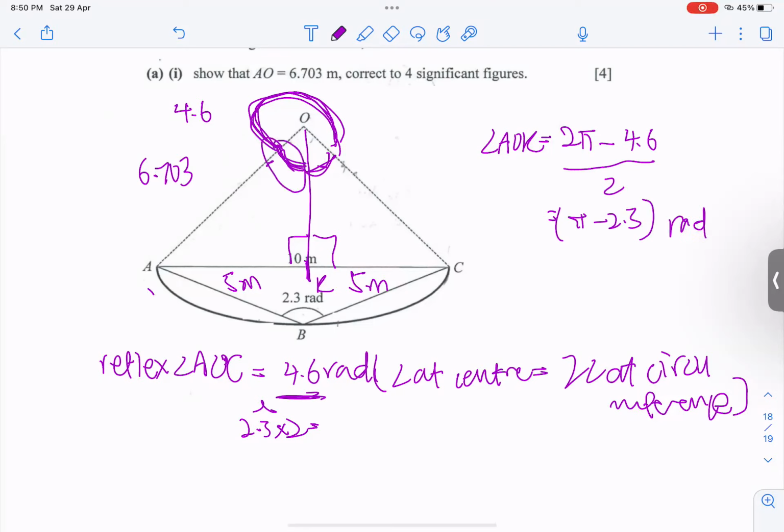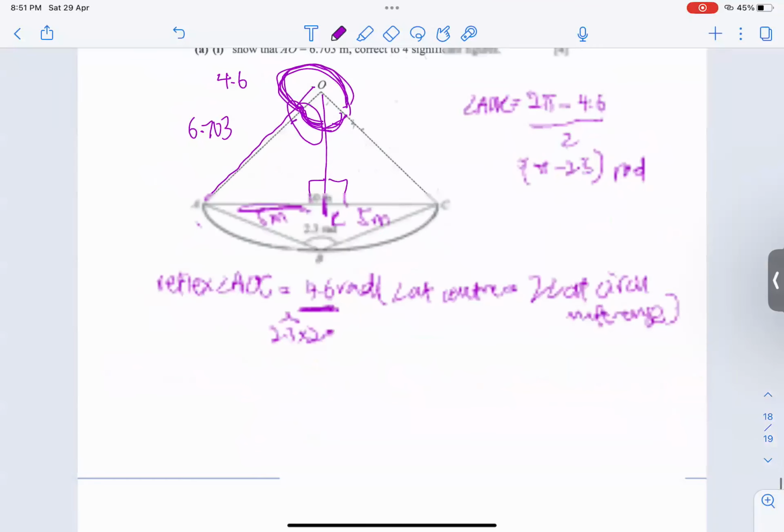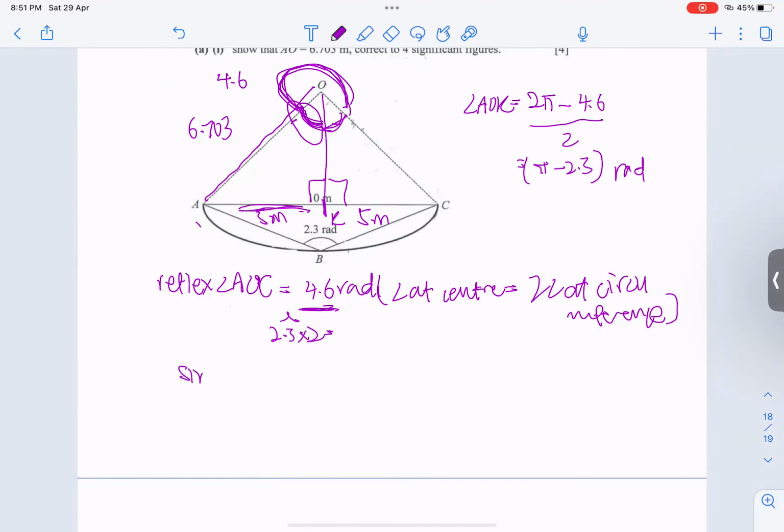Okay. Once you find this, you can use your right angle trigonometry, SOH CAH TOA. You have the angle here. You want to find the hypotenuse, and you have the opposite side. So if you have angle, opposite side, hypotenuse, then it's sine. So sine of pi minus 2.3 equals opposite over hypotenuse, opposite over OA.